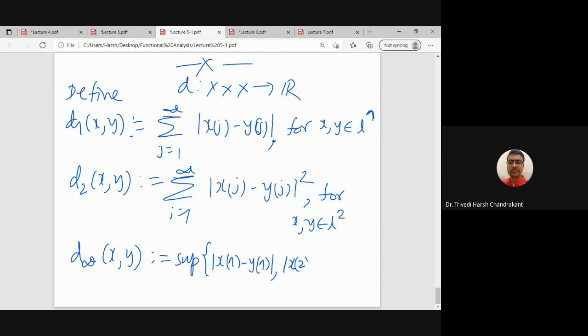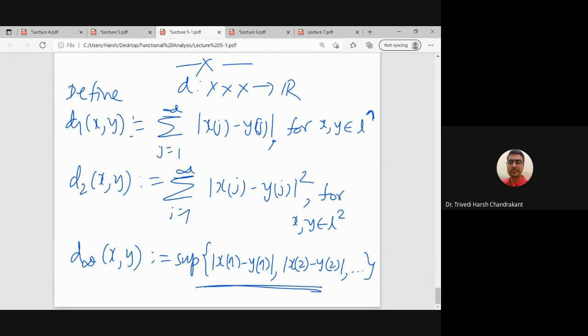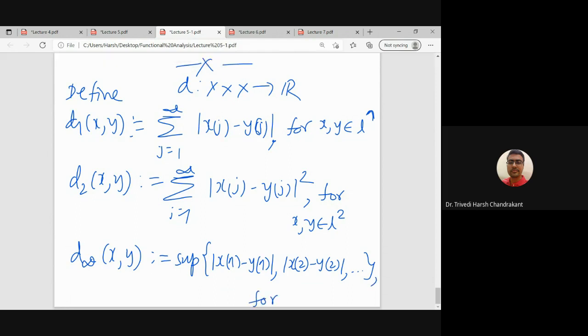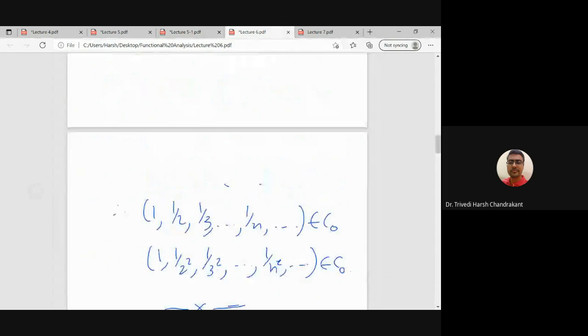|x2 minus y2|, and so on. Again, here we need to check this is a finite number. So supremum is not infinite, that we need to check. So here we have the elements of L infinity. So let us check these properties.